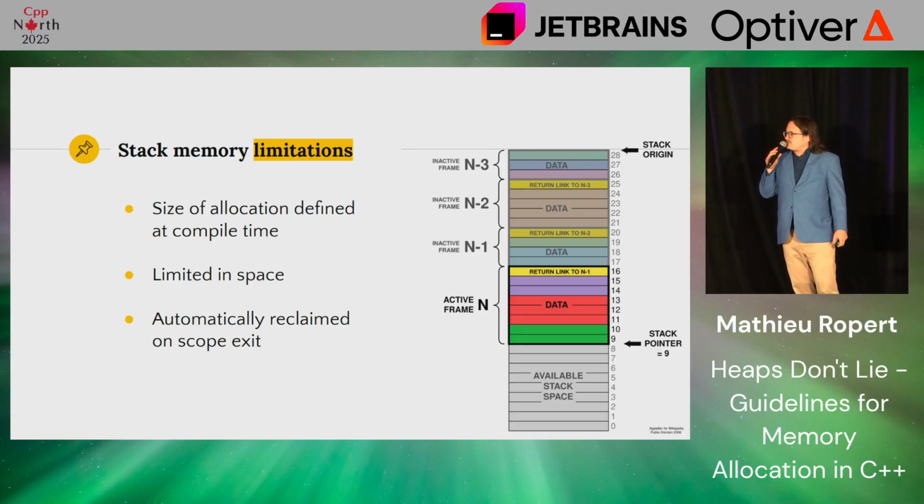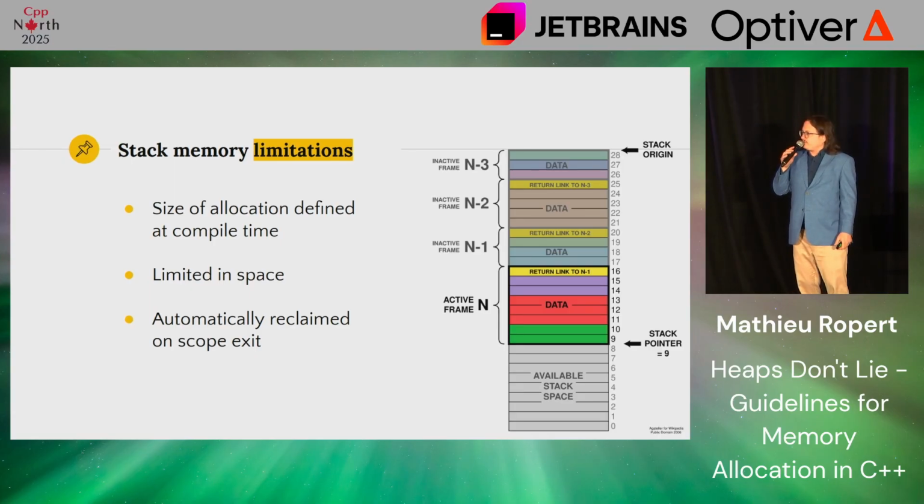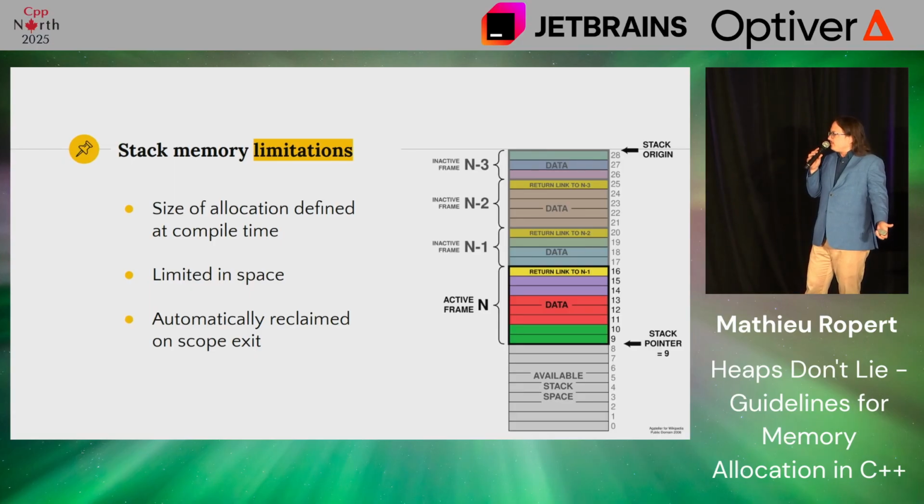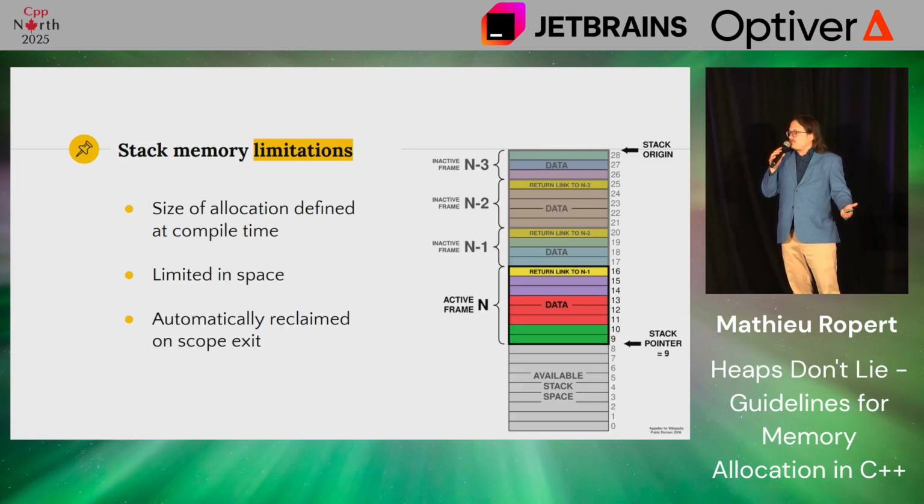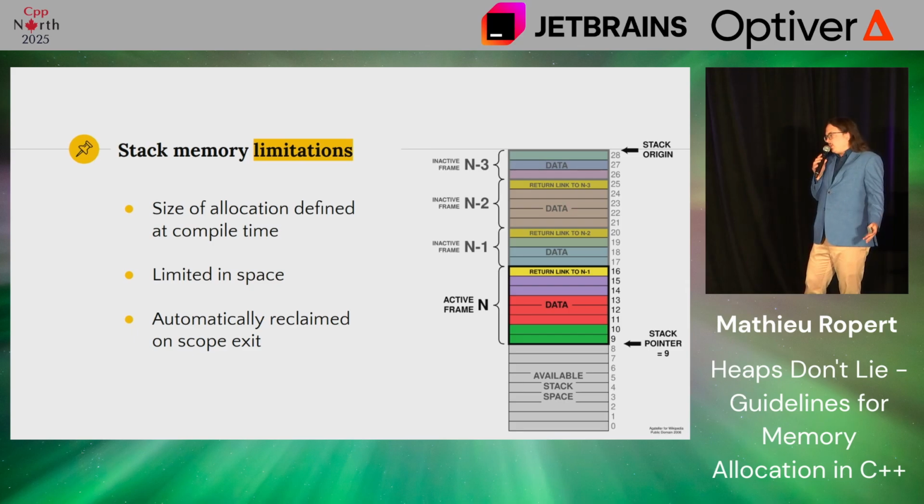There's this famous website that is slowly being replaced by AI called Stack Overflow. That comes from the name, right? There is only so much space you can have on your stack, and once you overflow it, bad things happen. It has one advantage, though, which you could almost consider a limitation: it's always reclaimed at scope exit.